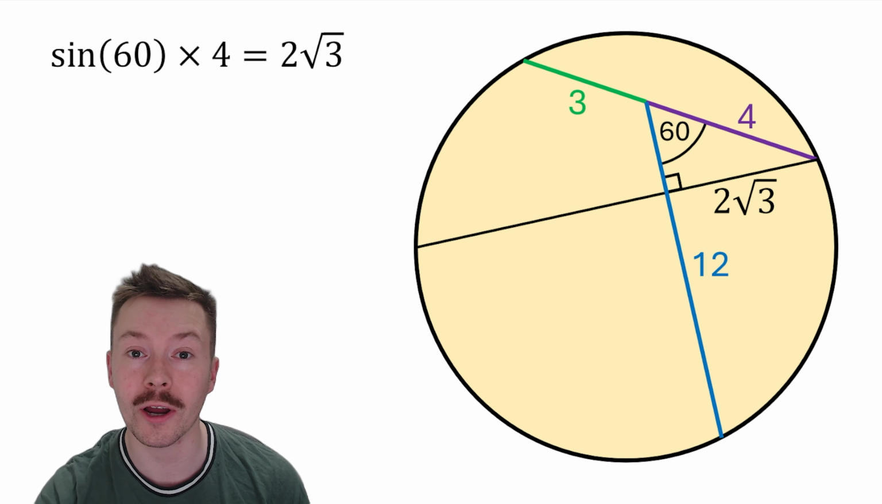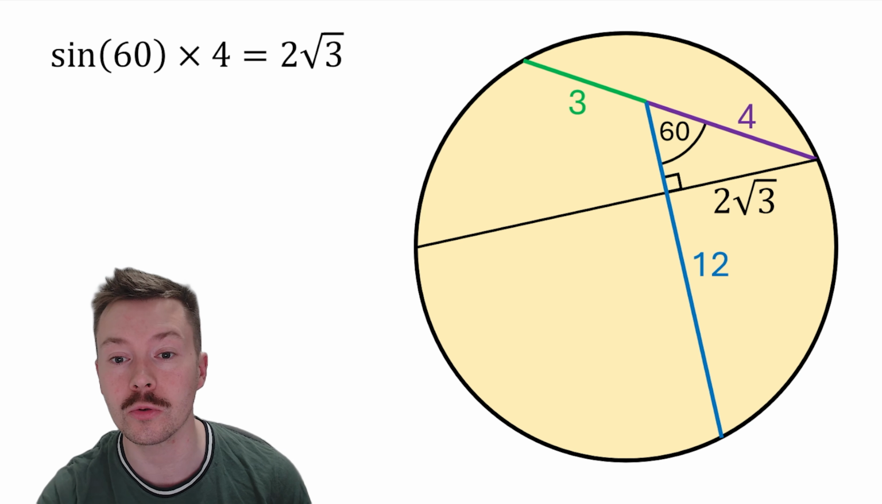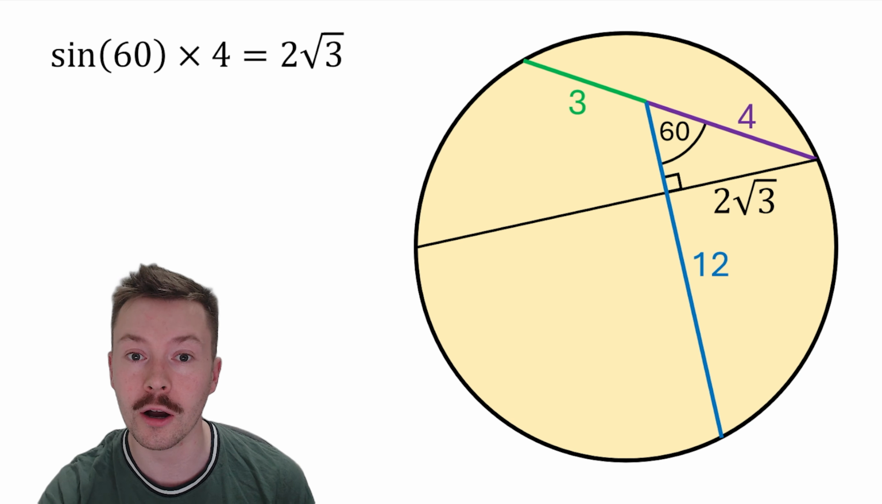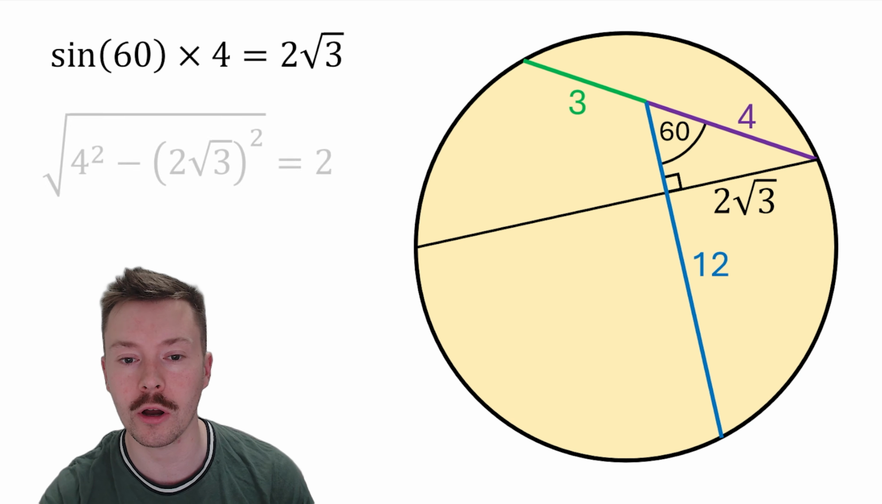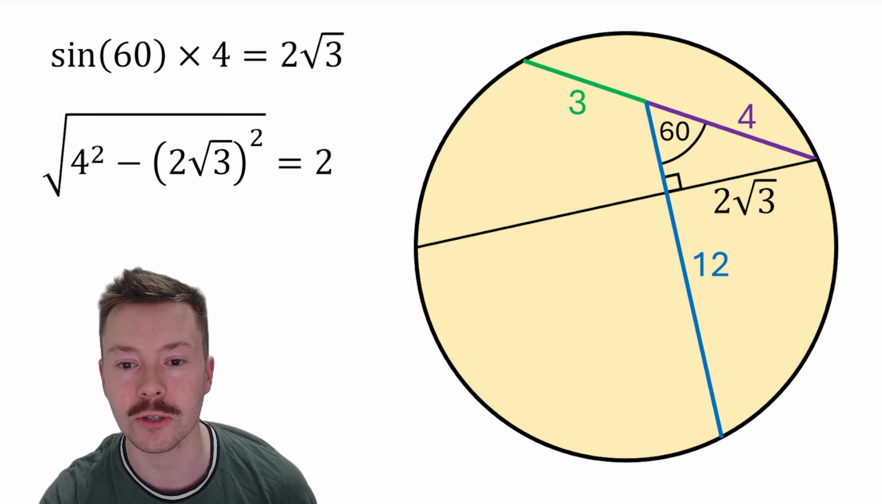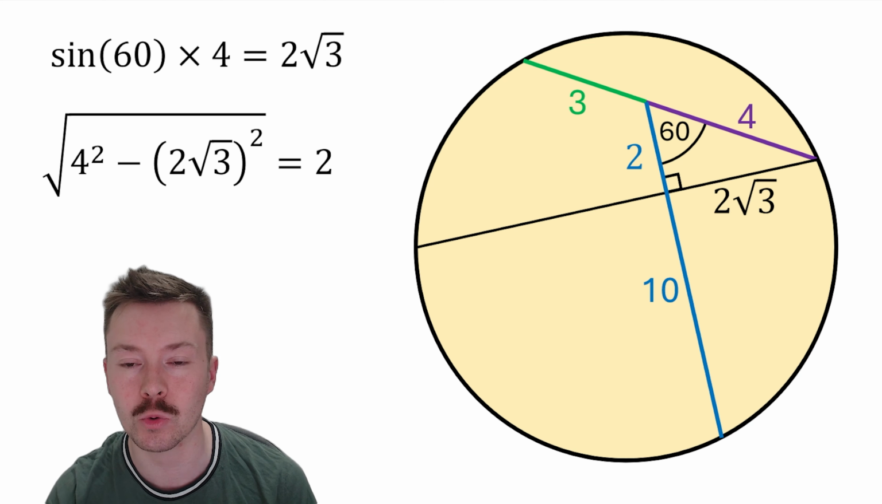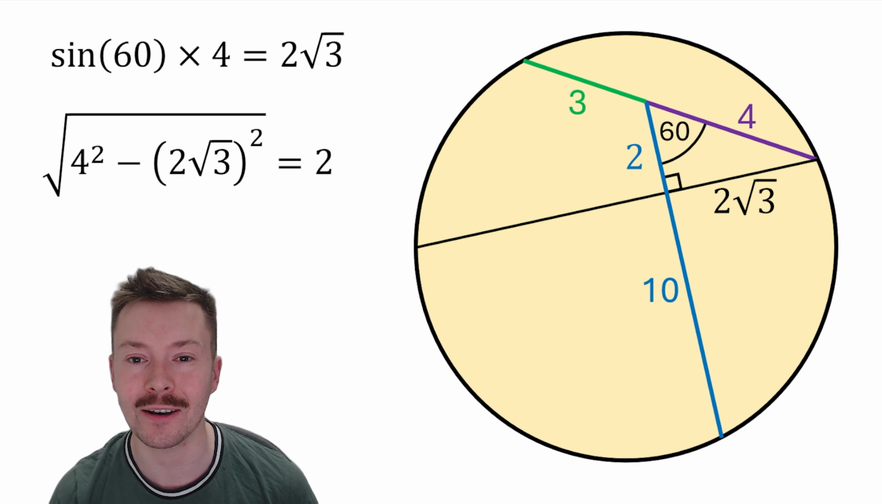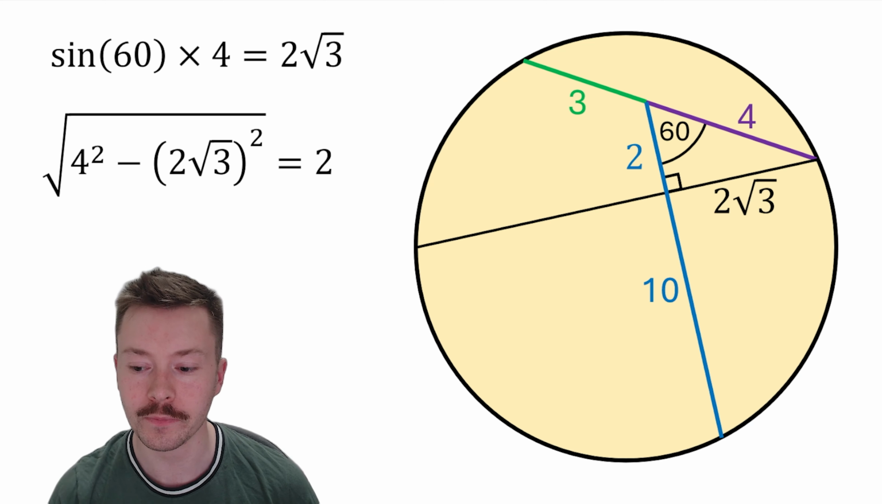Now you can then use right angle trig again, or you could use Pythagoras for the other side of that right angle triangle. I'm going to use Pythagoras, so hypotenuse squared take away the other side squared gives you the final side of that triangle, which is 2. So let's put that on the diagram. I'm going to split that 12 into 2 and 10 for that blue line segment.